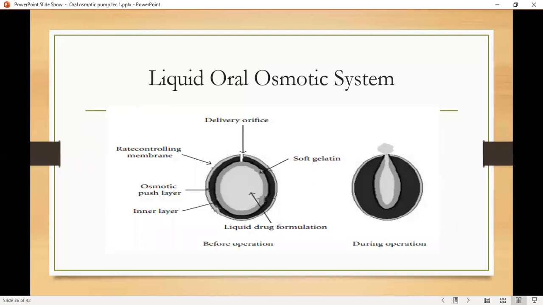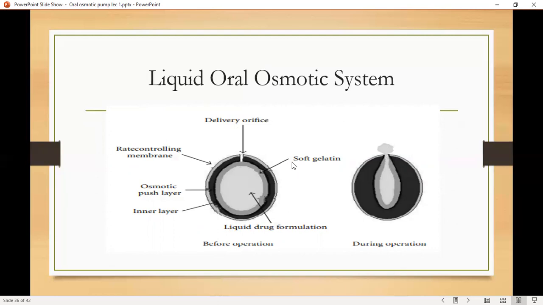This is the diagram of the liquid oral osmotic pump. Here you can see that the liquid drug formulation is there, and after that, the black layer is the osmotic layer, and the third is the rate controlling membrane, and this is the delivery orifice. You can see that before operation the area which contains the liquid layer is very large, and after operation it facilitates the release of the drug through this orifice in the liquid form.